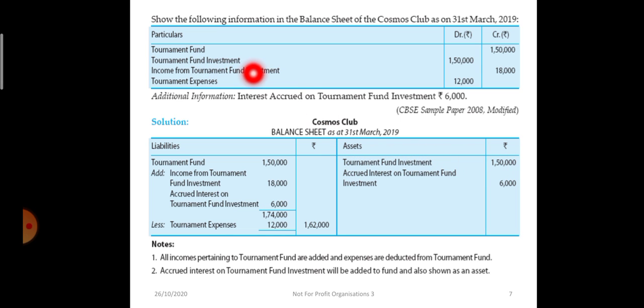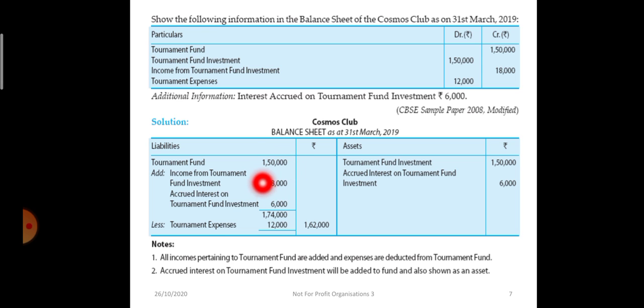Now income from the tournament fund investment is 18,000 rupees. Income is there, so it will be added to the tournament fund's opening balance. Then there is expense 12,000 rupees, it will be deducted. Okay, tournament expenses 12,000 will be deducted. Still there is accrued interest, that means income we have earned but not received. It will have two effects. It will be shown on the asset side 6,000, and it's an income, so it will be added to the tournament fund.